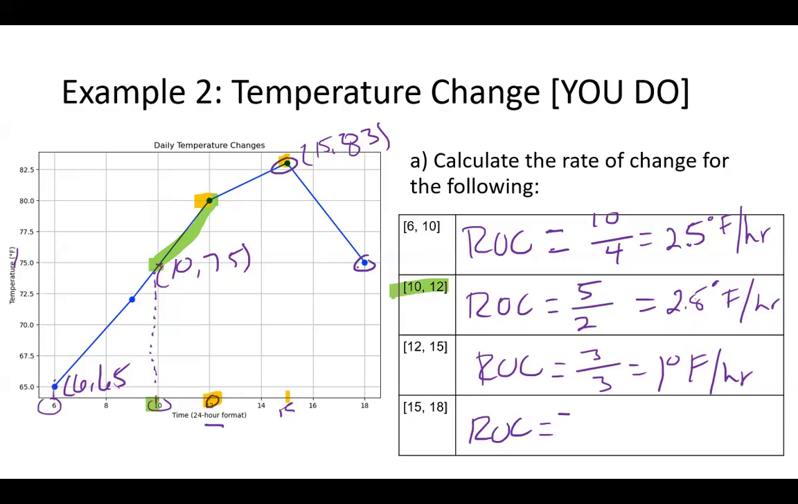I want us all to say it after me usually. That's why I give a pause. Okay. And then we went from 15 to 18, which puts us at 3. So this one is not a pretty number, right? So it's negative. I'm just going to put 2.7. How about that? Degrees Fahrenheit per hour.